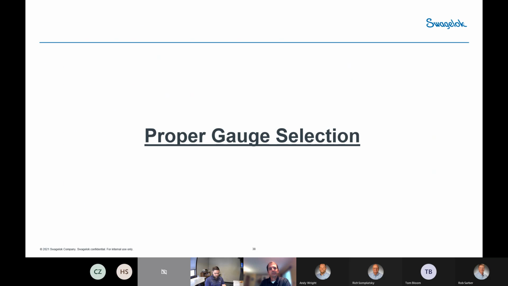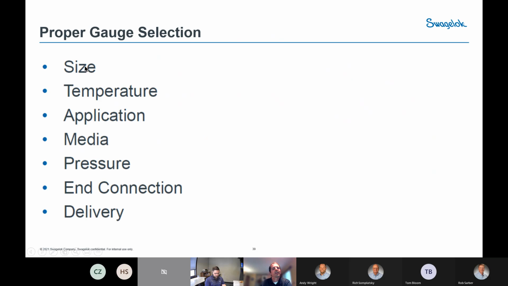So, proper gauge selection. Just some considerations here, as with any system component, there are certain things you want to keep in mind when you're selecting a gauge for an application. Size, obviously, if it's something that you need to read from further away, you might want a larger gauge. Temperature, like we talked about, general conditions within the application, the media, if it's corrosive, and the pressure range, which we're going to talk about on another slide in just a second, but the pressure range needs to match your system pressure. The end connections are a consideration, and the delivery time too. With specialty gauges, sometimes they're going to have longer lead times, and that's something you want to be aware of.